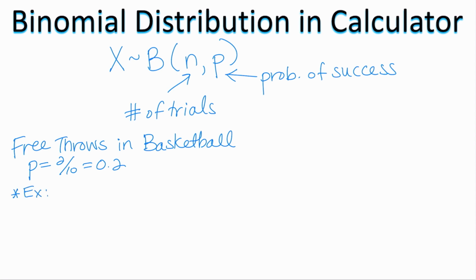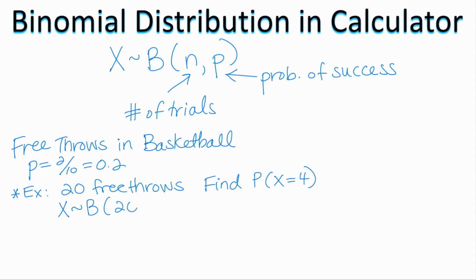So here's an example. Let's say that I'm going to be shooting 20 free throws. And I want to find out what is the probability that I'm going to make exactly 4 baskets. So this is an example of a binomial distribution because again, it is a type of probability distribution where you have failures and successes. In this particular case, my probability of success is 0.2. So we have a binomial distribution. Out of these 20 independent trials, I have a probability of success of 0.2, and I want to find the probability that I make exactly 4 baskets.